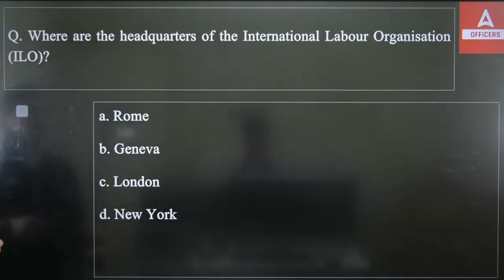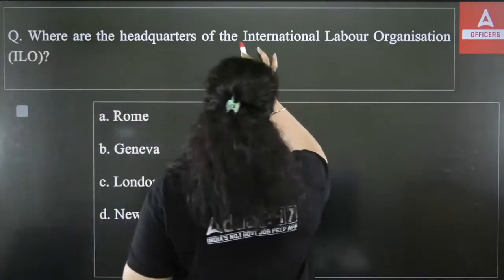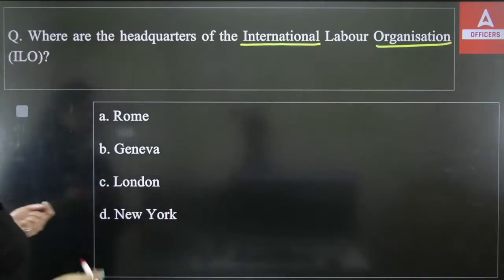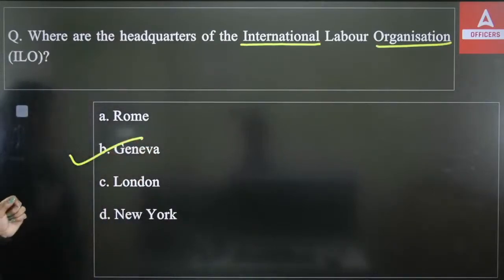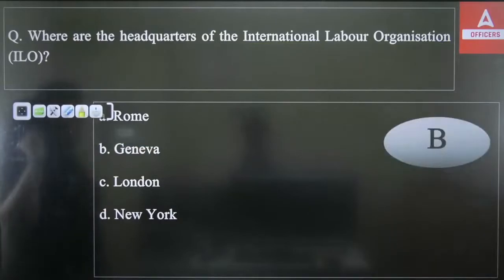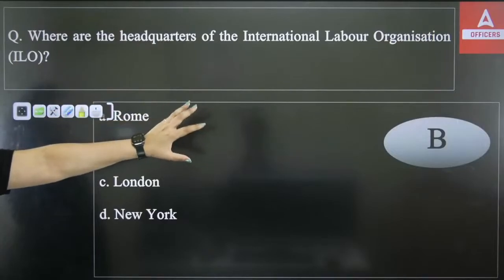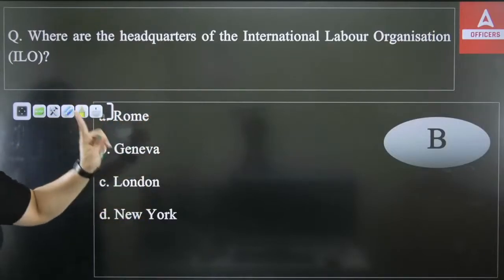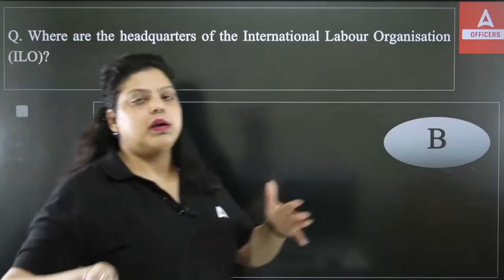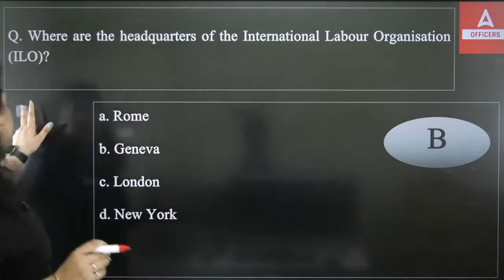Okay, and it is asking where the headquarters of ILO is. So most international organizations which start with International and end with Organization have their headquarters where? In Geneva. So the right answer is B, that is Geneva. Most of the institutions which start with International and end with Organization have their headquarters in Geneva, but not all. Because the International Maritime Organization has its headquarters in London. So it's not all, but yes, a limited number will be there. Next.